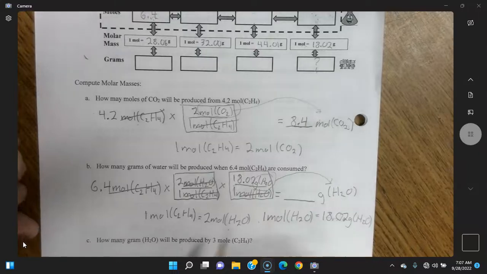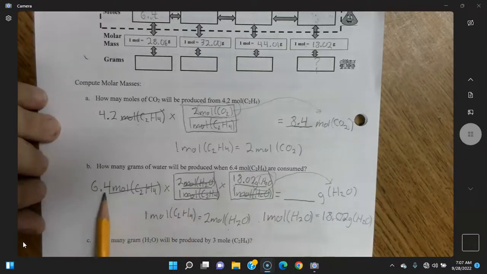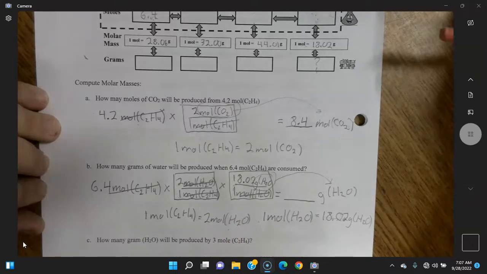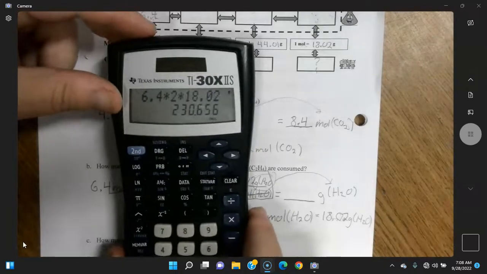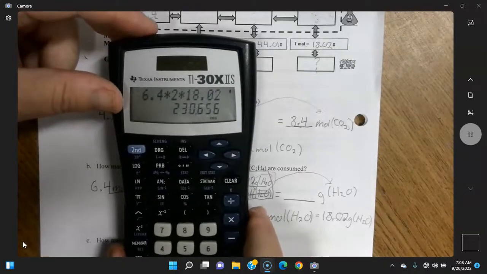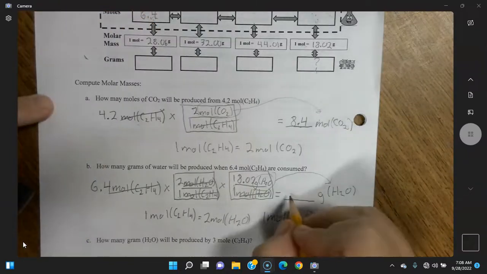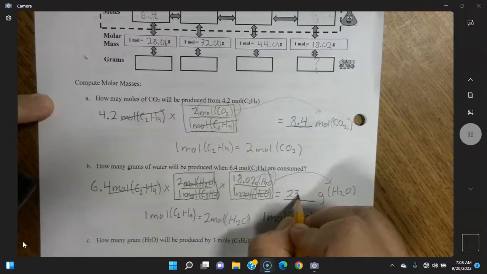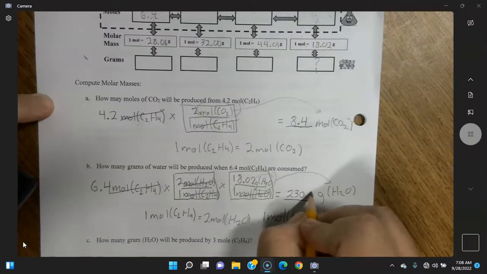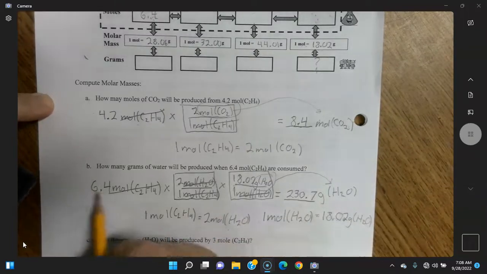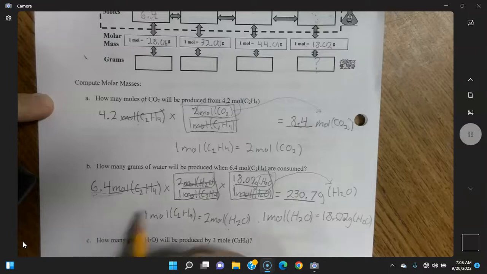It does. Okay, so now what you do is you multiply everything on top, 6.4 times 2 times 18.02, and then you hit the divided by sign for everything on the bottom. Divided by 1, divided by 1. And the calculator shows 230.657. I'm just going to round that to 230.7. Again, I'm not going to worry about sig fig. But if I were, it's 2 sig fig because this only has 2 significant figures.